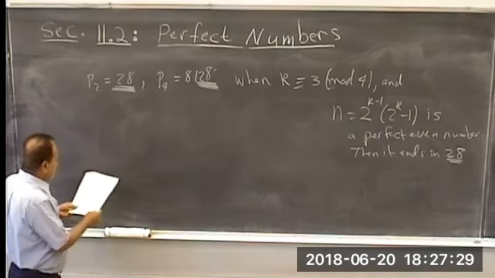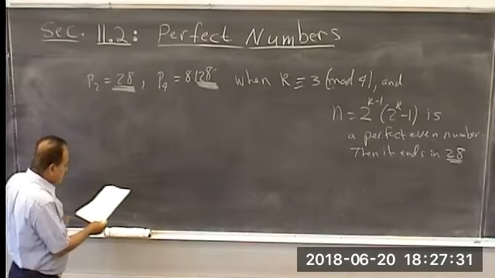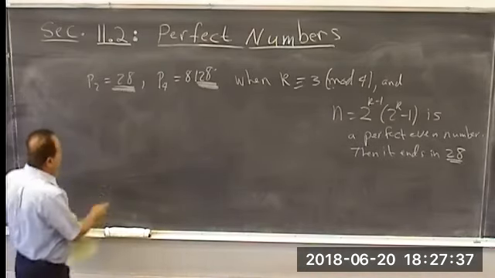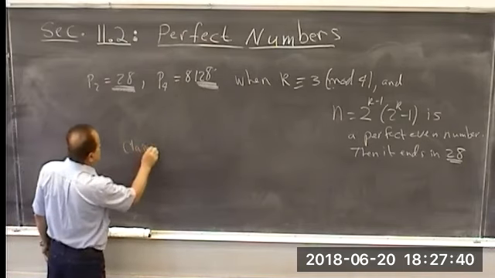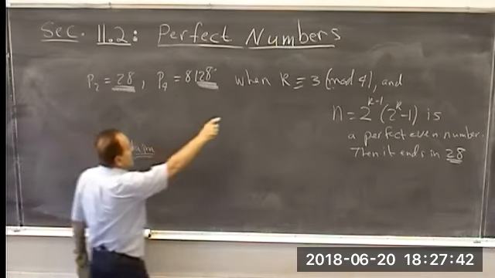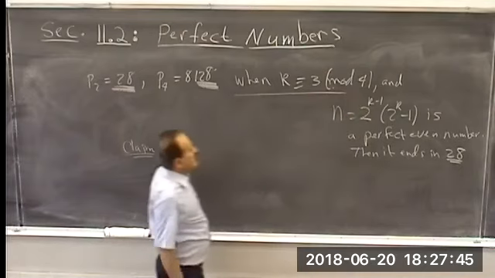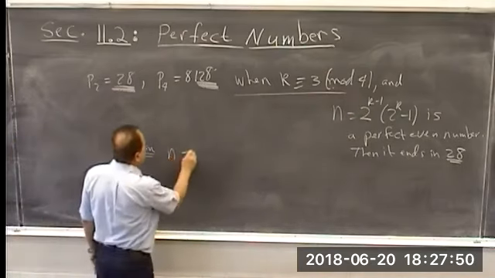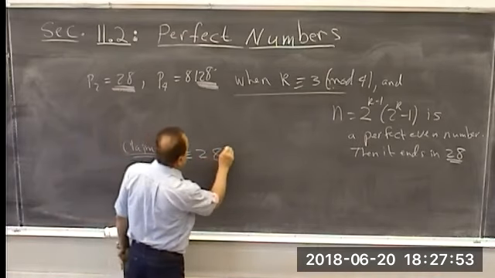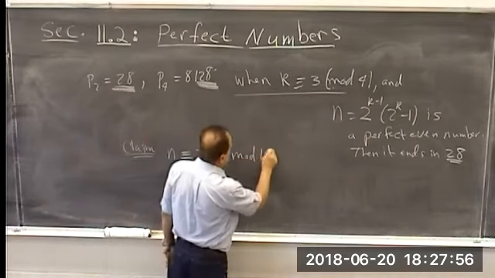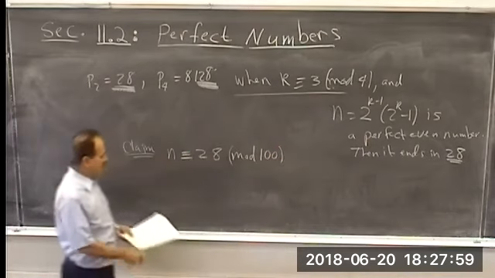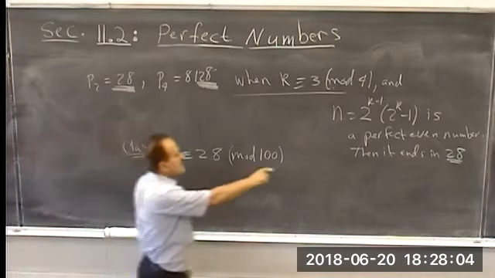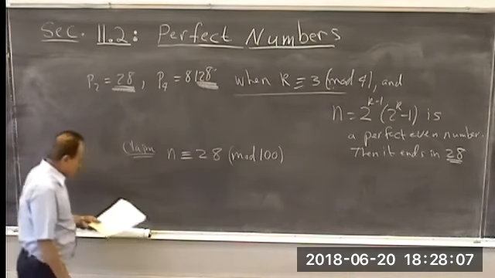The idea is actually this. We're going to consider this case, and I have this claim that when n is of this form, congruent to 3 mod 4, I claim that n is congruent to 28 mod 100. All right, and with this, we would have a proof that it ends in 28. And the proof goes like this.